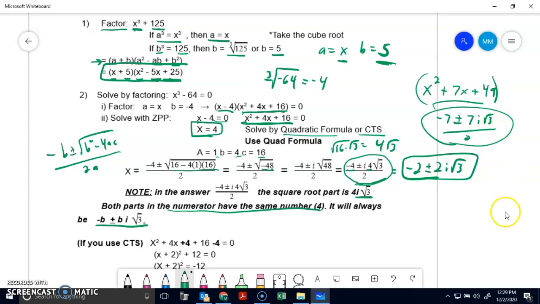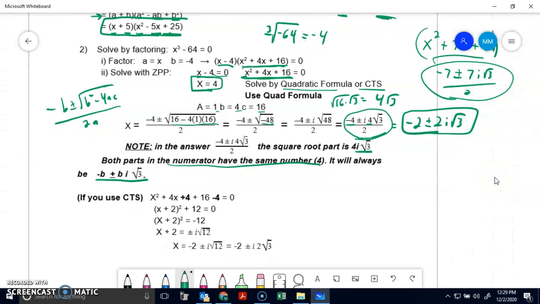You can also solve these using completing the square. And I have that down there if that's your preferred method. You can look that over. It's just the same thing we did earlier this year.